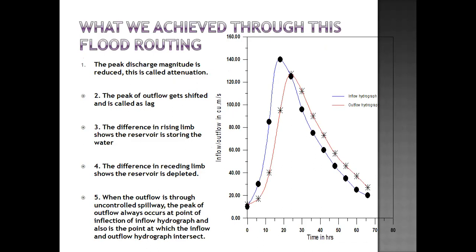So what we achieved through this flood routing: the peak discharge magnitude is reduced. This is called attenuation. The peak of outflow gets shifted, and this is called lag. The difference in the rising limb shows the reservoir is storing water. The difference in the receding limb shows the reservoir is depleting. When the outflow is through an uncontrolled spillway, the peak of outflow always occurs at the point of inflection of the inflow hydrograph, and it is also the point at which the inflow and outflow hydrographs intersect.